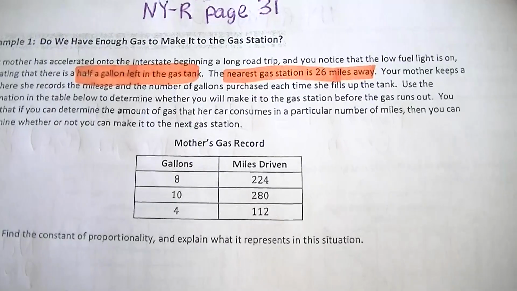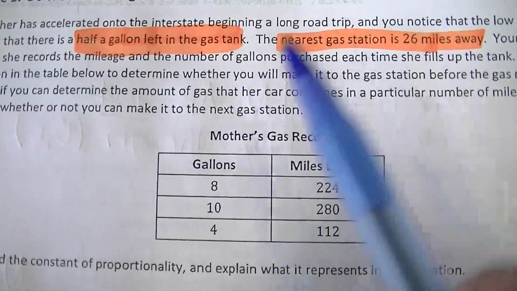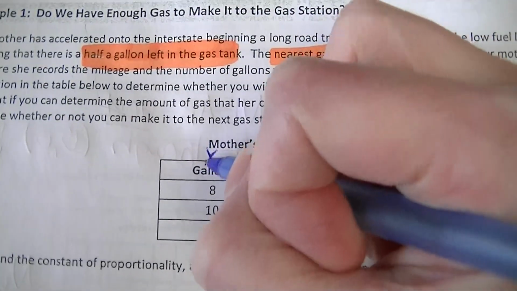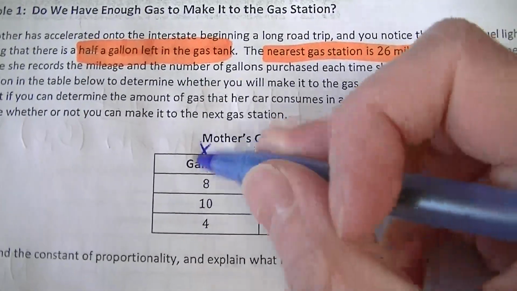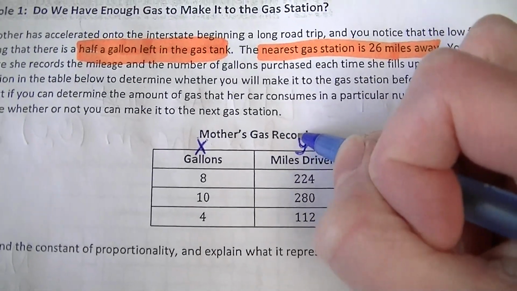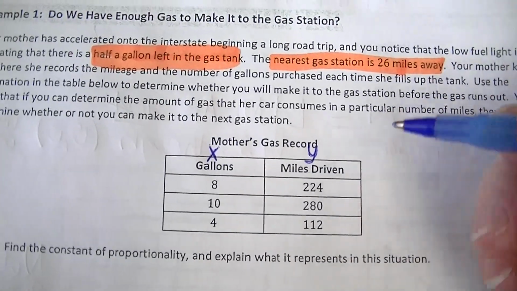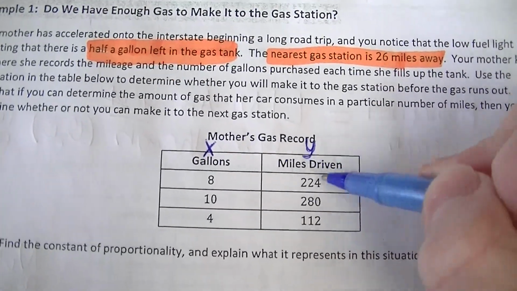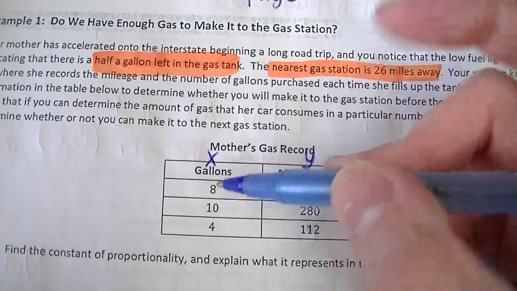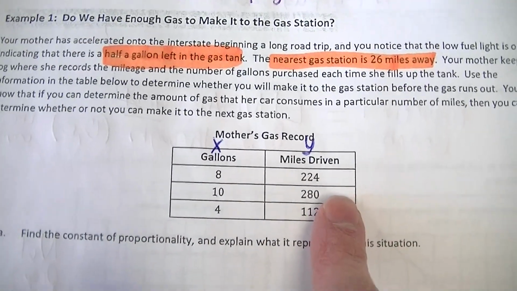So let's go ahead and examine this table right here. This is the mom's gas record, and the x column represents gallons. That's the independent variable. And then the y column represents the miles driven, and that's the dependent variable column. So this should hopefully make some sense. The miles driven depends on how many gallons are in the tank. Okay, so that's why this is independent and this is dependent.